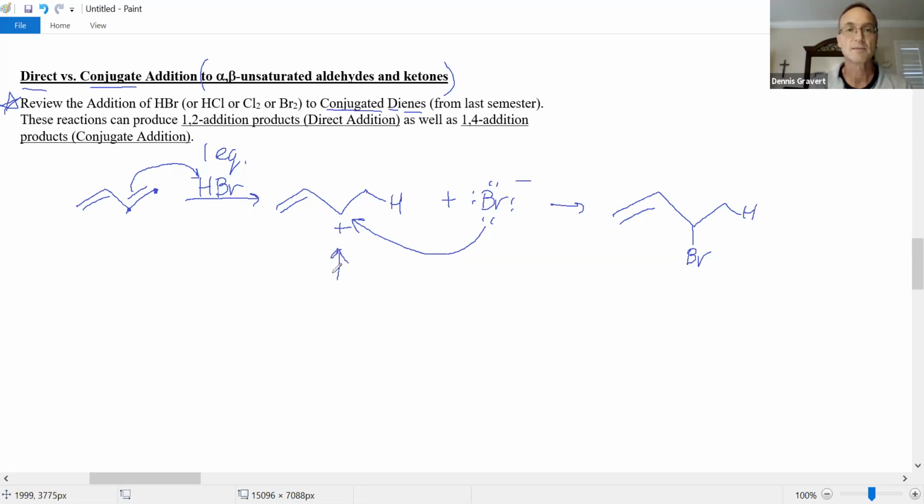But if you start with a conjugated diene, there's a second product that results because of resonance, right? This carbocation's next door to a pi bond. That has a name. That's called allylic. That's an allylic carbocation. And it's resonance stabilized. Even though it's secondary, it's actually much more stable than a normal secondary carbocation.